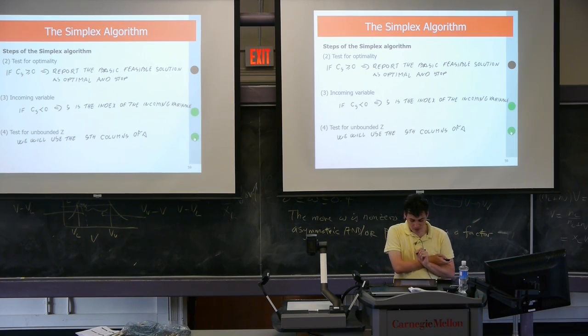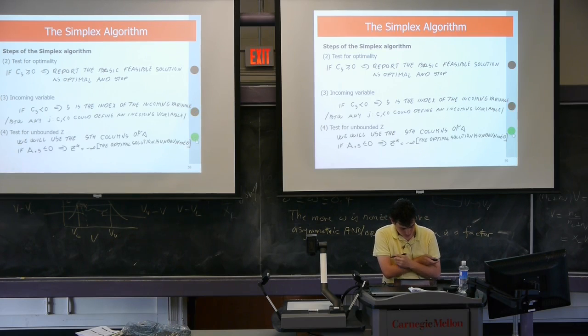Then you test for unbounded Z. So you check the values of the S column in matrix A. If they are all 0 or negative, then as we discussed, the optimum value will be minus infinity.